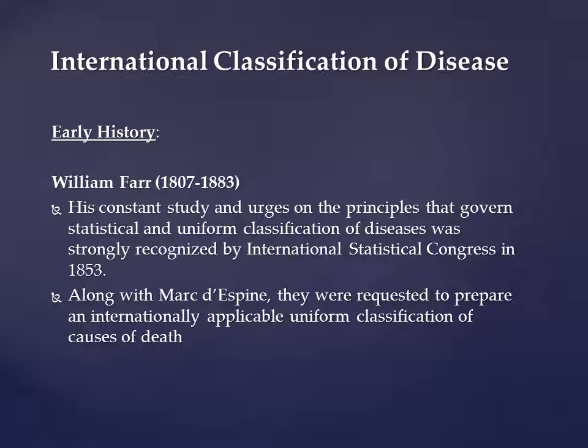The classification was arranged into 5 groups: epidemic diseases, constitutional general diseases, local diseases arranged according to anatomical site, developmental diseases, and the diseases that are the direct results of violence. This classification was further revised in 1874, 1880, and 1886. It also became the basis of the international list of causes of death.